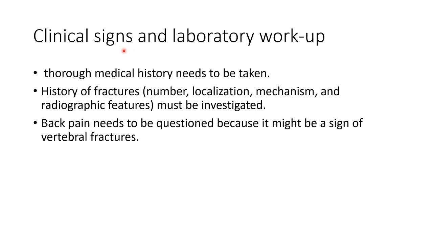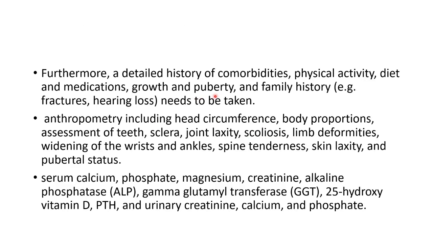So how will you go about the workup? A thorough medical history needs to be taken: history of fractures, that is number, localization, mechanism, and radiographic features must be investigated. Back pain needs to be questioned because it might be a sign of vertebral fractures. Detailed history of other comorbidities, physical activity, diet and medications, growth and puberty status also needs to be checked. Family history needs to be taken to look for inheritance of some syndromic component like fractures and hearing loss.